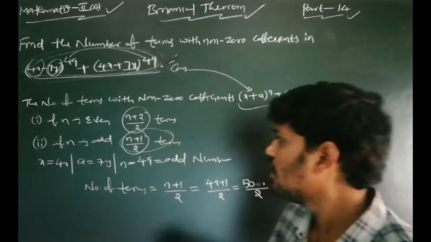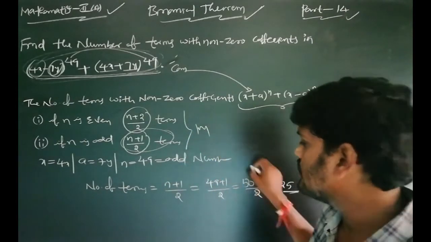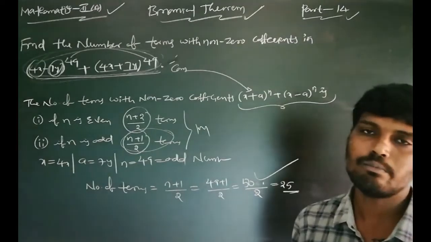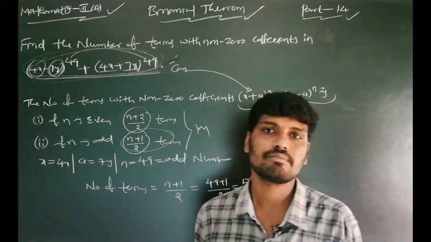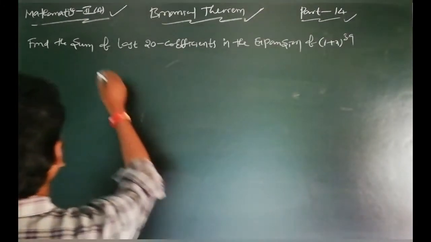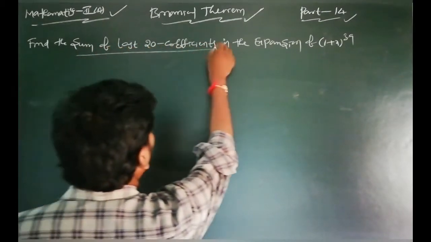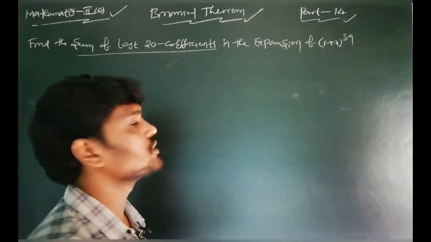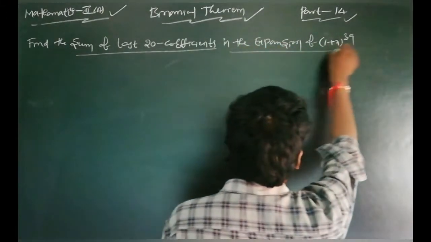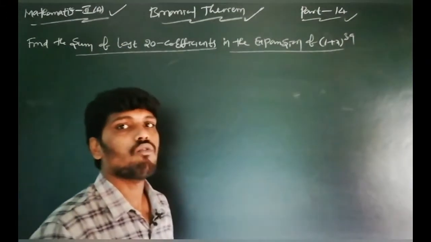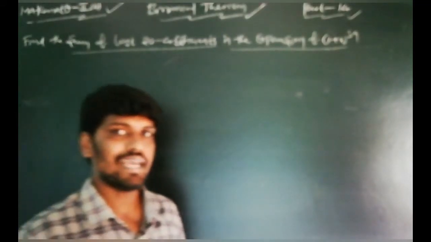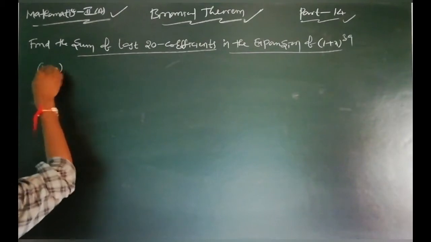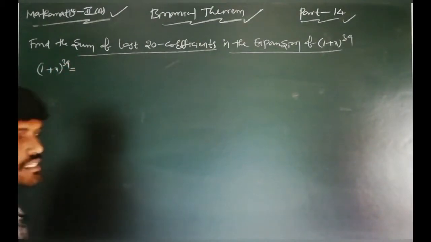This one is a formula having 1 mark, problem solving 1 mark, total 2 marks question. Very important, unexpected question. The problem is: find the sum of the last 20 coefficients in the expansion of (1 + x)^39. This one is the expansion.